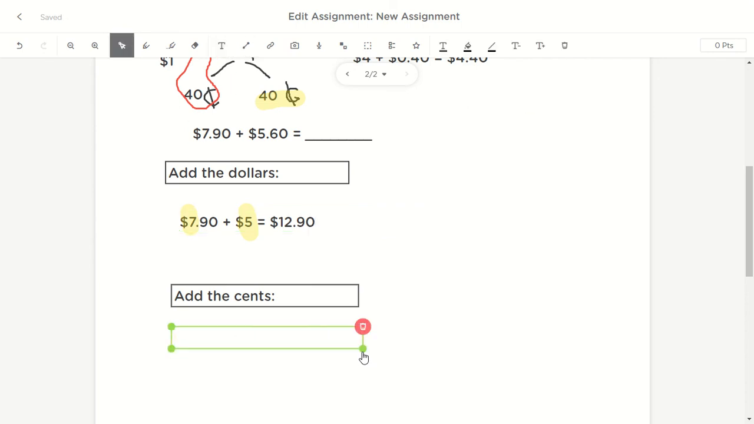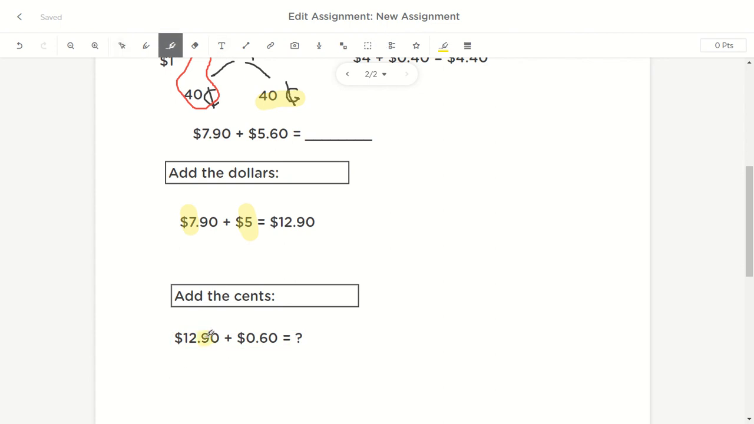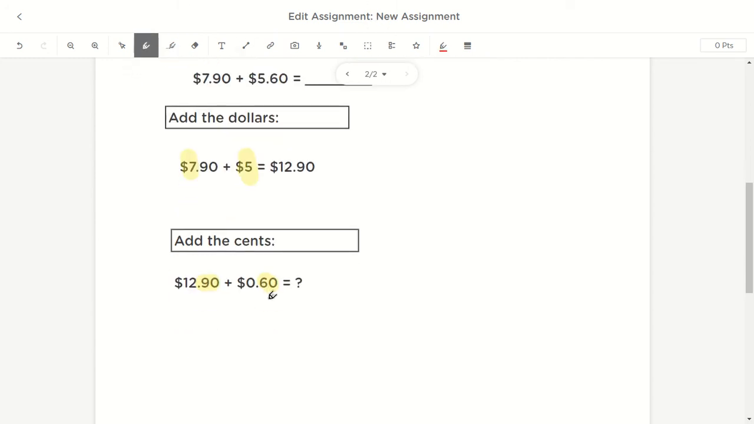So I know I need to add $12.90 with 60 cents. Okay, so once again, you realize that if I add the cents and the cents together, 90 cents plus 60 cents gives you more than $1. There's regrouping involved. So in this case, I'm going to break it up. I'm going to break the 60 cents up.